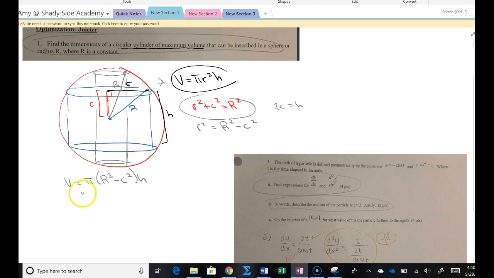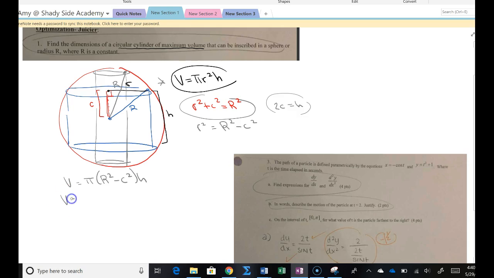I'm going to optimize, take the derivative. However, you'll notice here that I have two independent variables. Capital R is not an independent variable because it is a constant. And one could look at this and say, oh no, I have c and h. I wish I only had one independent variable. Well, but don't forget, c is just half of h, right? So c is just h over 2.